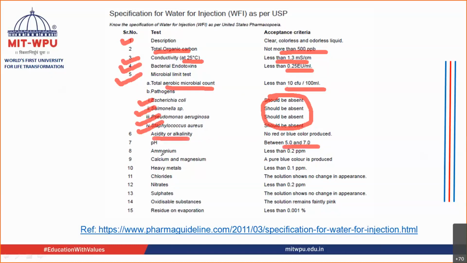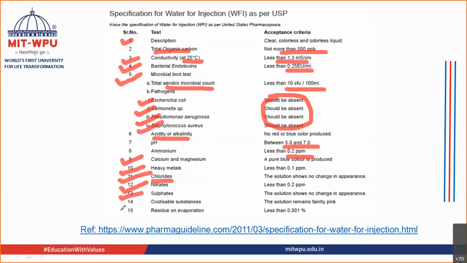It talks about the ammonia content, which should be less than 0.2 ppm. The calcium and magnesium content should also be limited. Heavy metals should also be limited. For chlorides, you are going to use the limit test for chlorides, so it should also be in limits. Your nitrate should be in limits. For sulfates, again, you are going to employ the limit test for sulfates, and that should also be in limits.